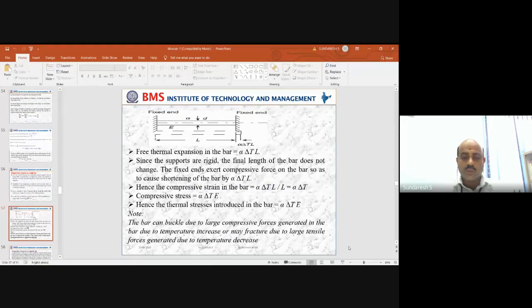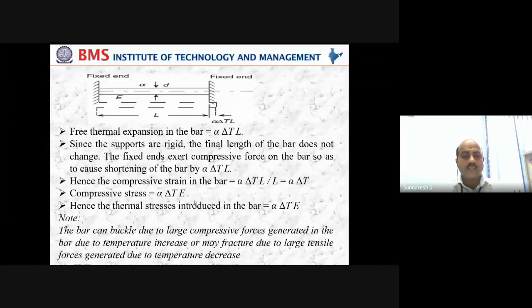Yeah, this was what I was talking about previously. So this is a single bar. A single bar of length L, where capital E is the modulus of elasticity, and alpha is the coefficient of linear expansion, with diameter D. And when it undergoes a change in temperature, of course, both the ends of the bar are fixed.